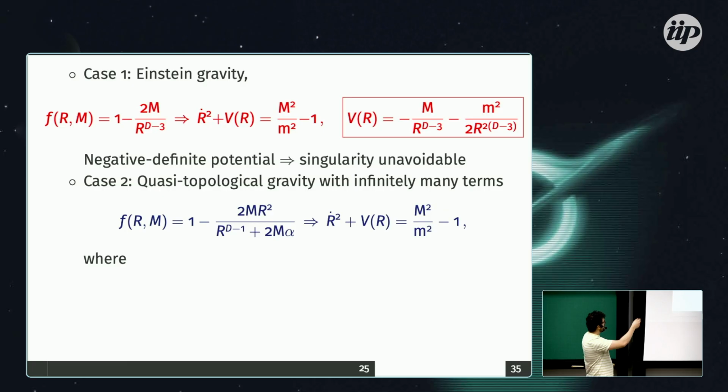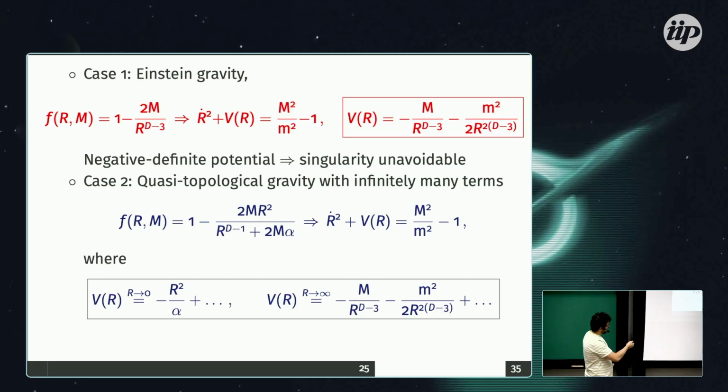But if you do it for these theories, in which you have these infinitely many terms, what happens is that the potential, you can write it in the same form, but you cannot solve this explicitly, but you can see how it goes when you go very far away.